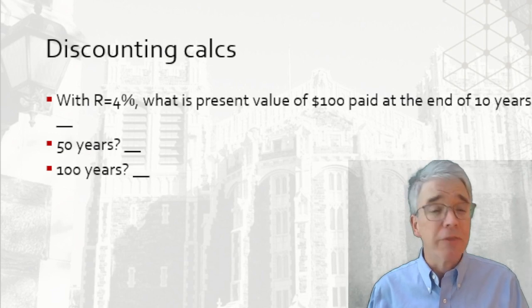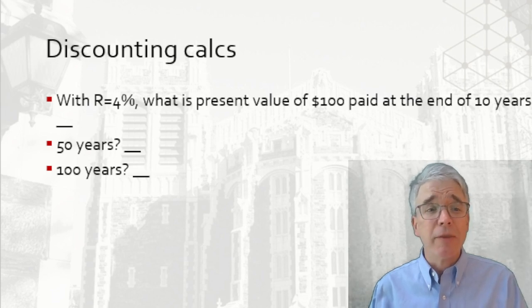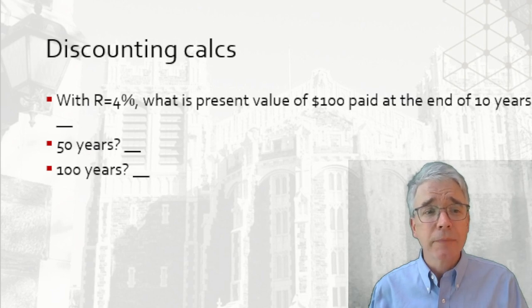You should be able to calculate these. You might note the answer will get smaller and smaller because of compounding. Even a small amount of money in the bank today, compounded over 100 years, will be worth a lot. So pause and do these calculations.